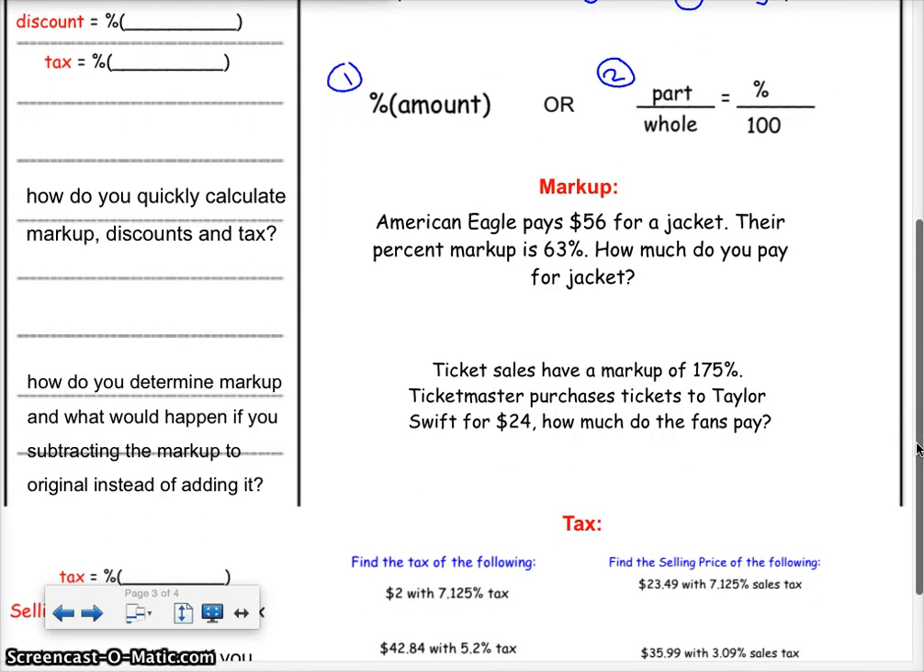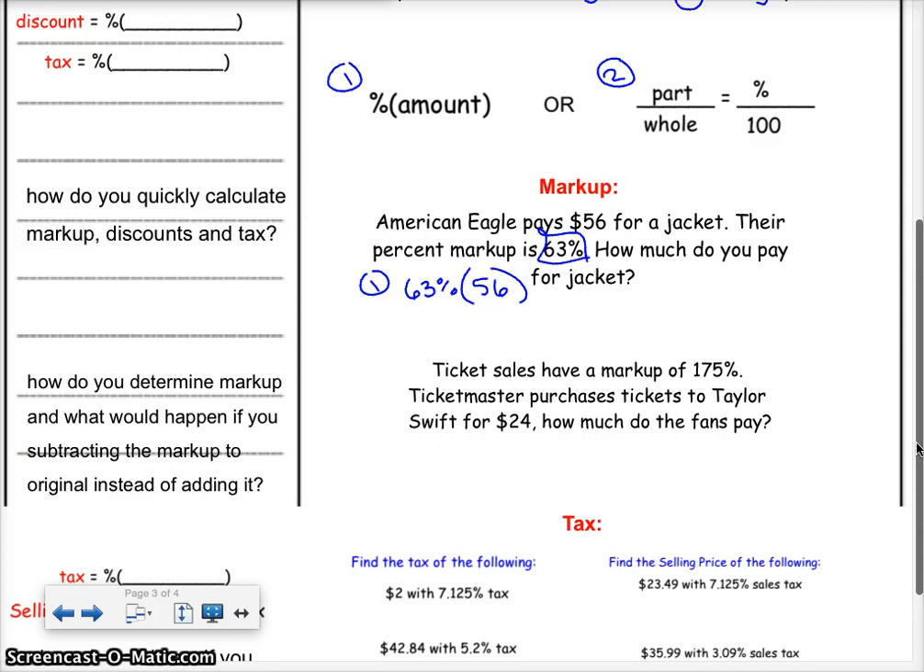Let's say American Eagle pays $56 for a jacket, and they're going to mark it up 63%. How much will I pay? Okay? So, two different ways to do this. I'll show you both. You choose the strategy you like best. Method number one is just percent times amount. So it's 63% times $56. I better get my calculator because you're going to need that. Now you can either leave it as percent, but you have to push the percent button in your calculator, or turn it to a decimal, like 0.63, whatever strategy you like best.